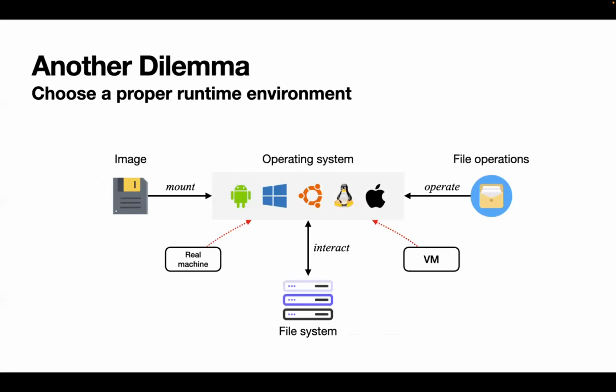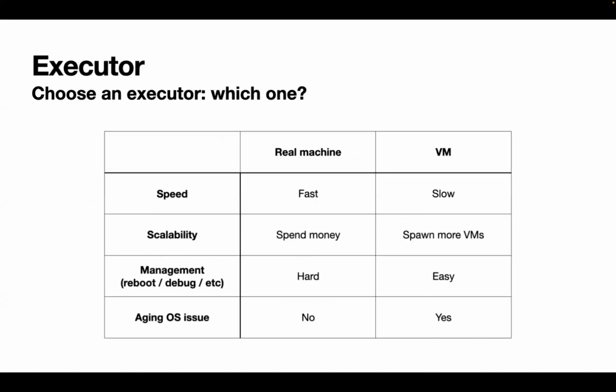Okay, except for the challenges we mentioned before, there is another dilemma. We know that fuzzing requires a runtime environment to dynamically run the target. So to test file systems, we can run operating systems on a real machine or a virtual machine. So there is a dilemma. Should we choose one of them? Their pros and cons are so obvious for fuzzing.